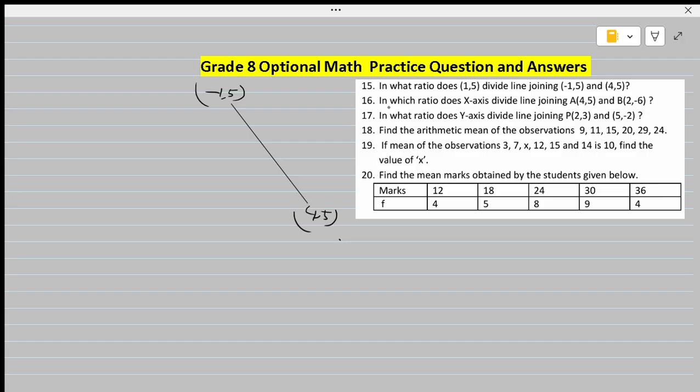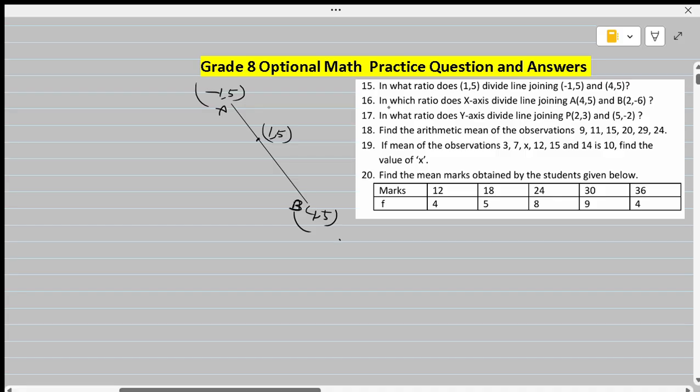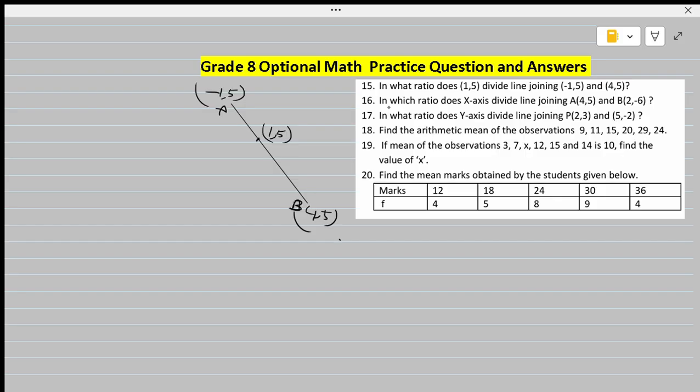There is a line joining these two points, which is AB over here, and the question is: in which ratio will (1, 5) divide this line? I place (1, 5) here somewhere, a point lying on this line, and in which ratio this point divides the whole line AB is our concern. That ratio we may suppose M1 is to M2, or K is to 1, and K is to 1 is easiest. So I go with K is to 1.